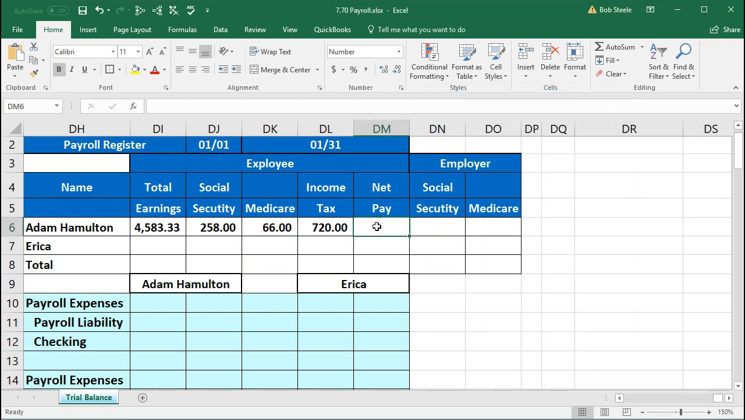We'll do this with a formula here. This isn't an Excel class, but we'll do a quick little formula. Equals this cell, that's the total earnings, minus the 258, minus the 66, minus the 720. That gives us that $3,539.33.